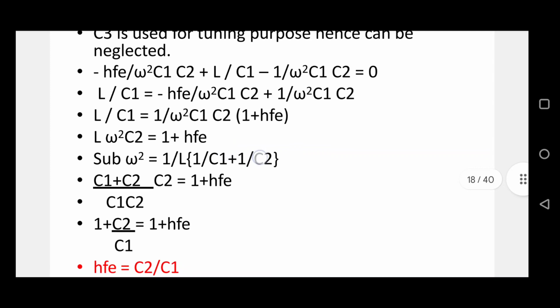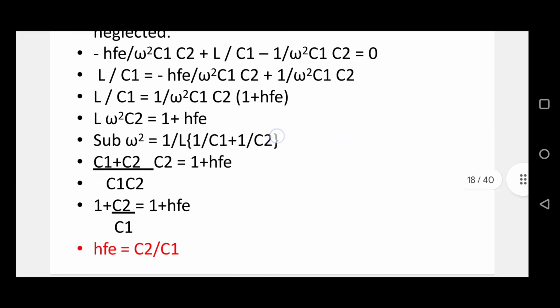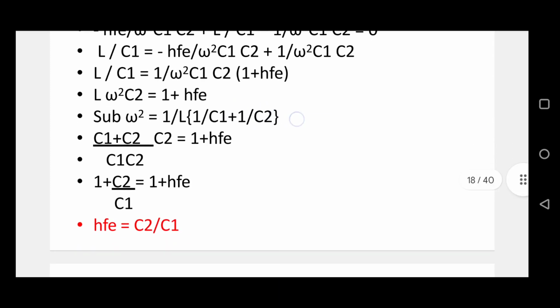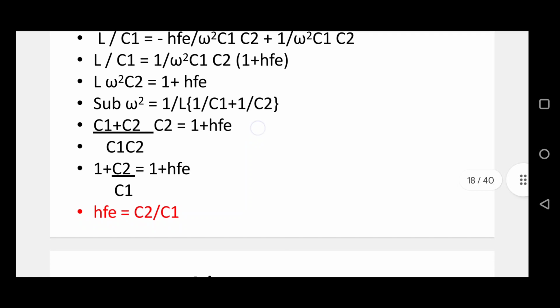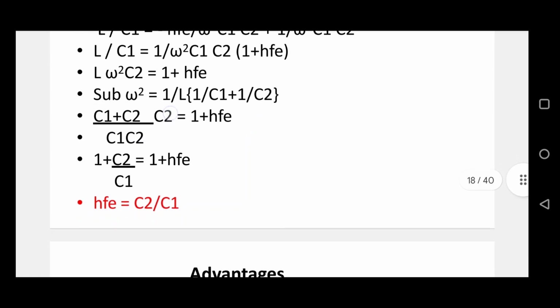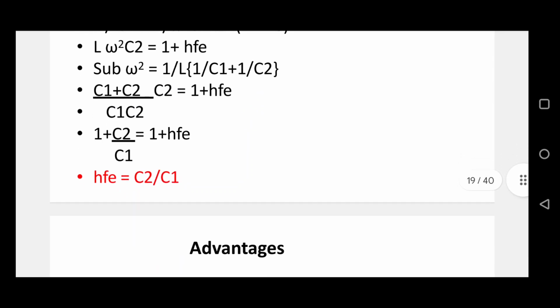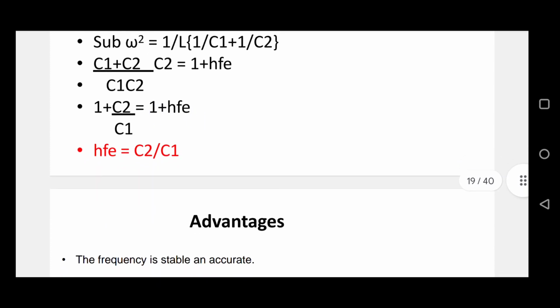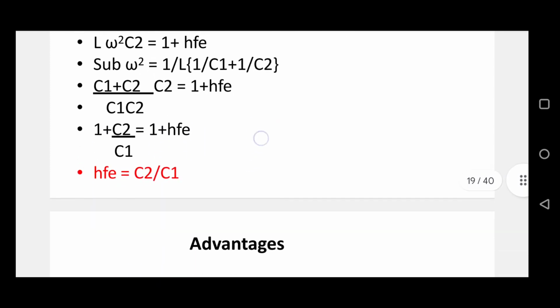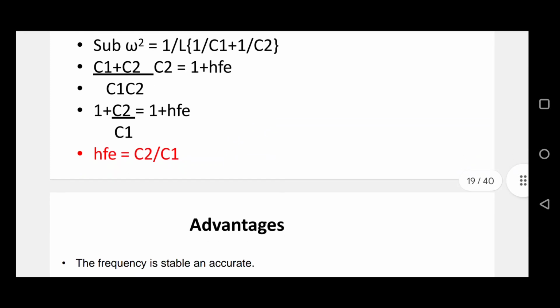After substituting the value, omega square equal to 1 by L into 1 by C1 plus 1 by C2, we can get this equation as C1 plus C2 by C1 C2 into C2 equal to 1 plus hfe. So this C2 and this C2 will be cancelled. So finally 1 plus C2 by C1 equal to 1 plus hfe, and this one will be cancelled, and finally the hfe value should be given as C2 by C1.